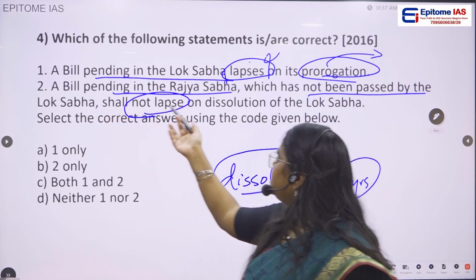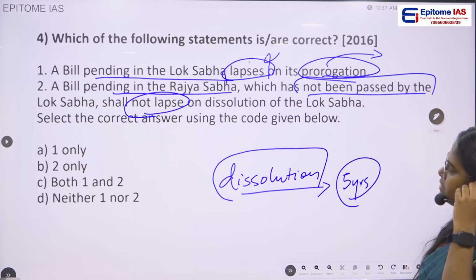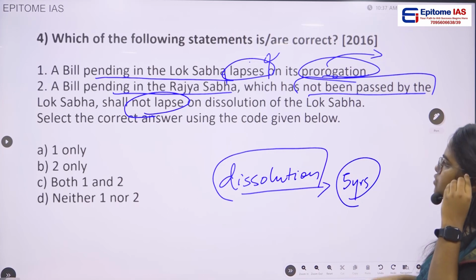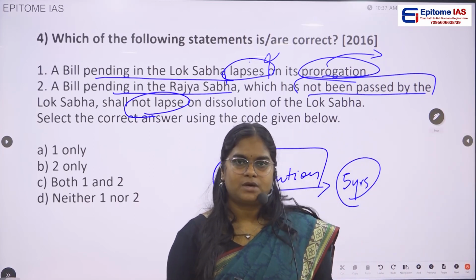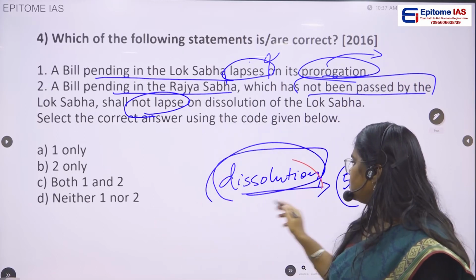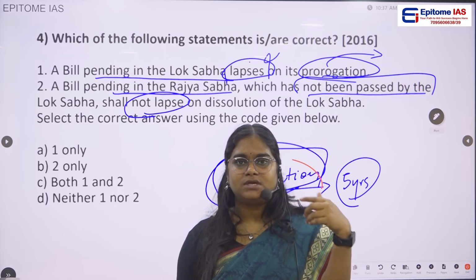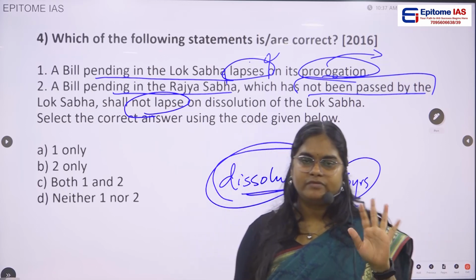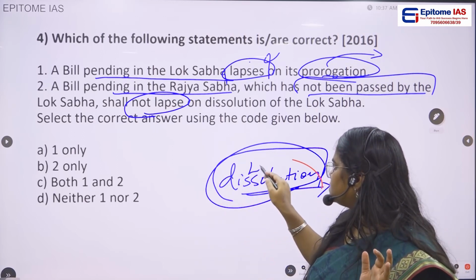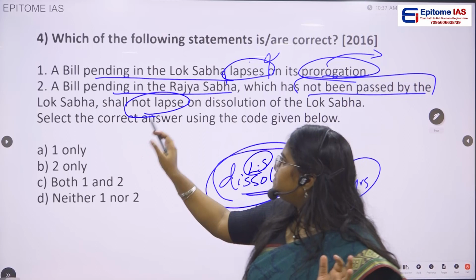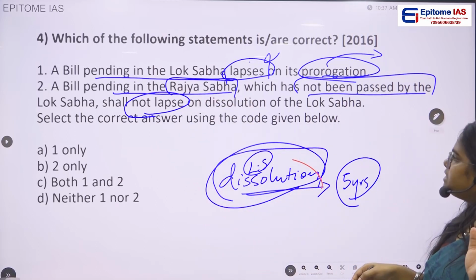Statement 2, a bill pending in Rajya Sabha which has not been passed by the Lok Sabha shall not lapse on the dissolution of Lok Sabha. So in the second statement, they are talking about the dissolution of Lok Sabha. Just like we saw, every 5 years the Lok Sabha dissolves, and in some cases it will dissolve prematurely, even before completion of the 5 years. So what they are saying is when the Lok Sabha is dissolved and a bill is pending in Rajya Sabha, which has not been passed by the Lok Sabha.